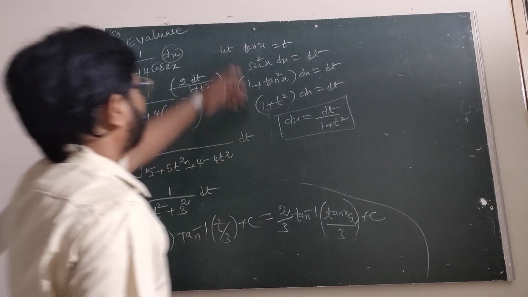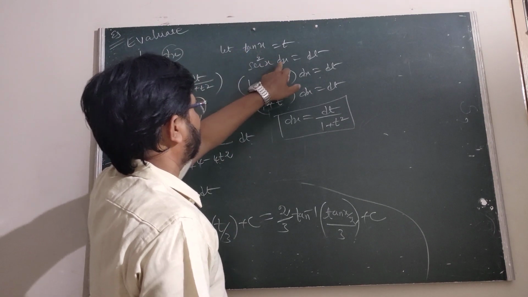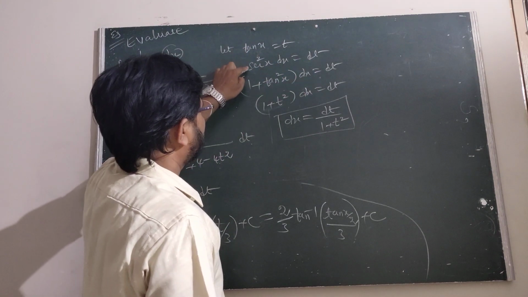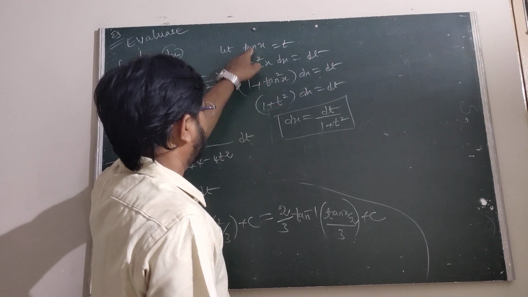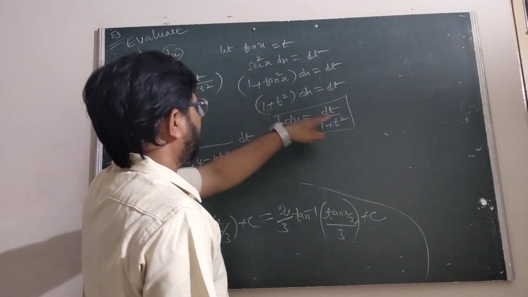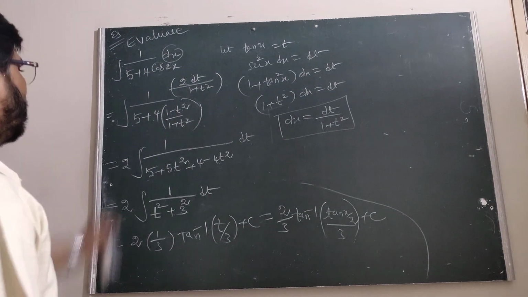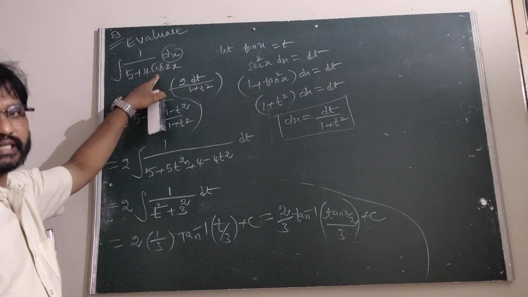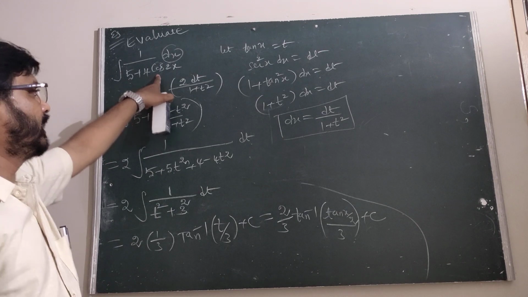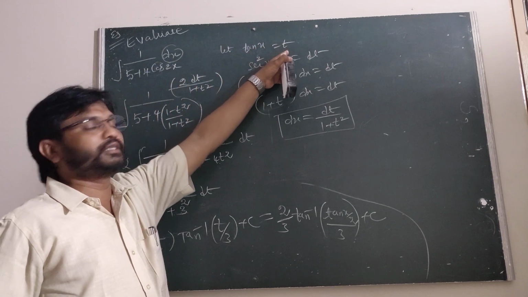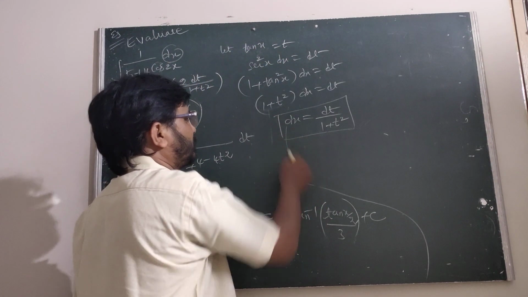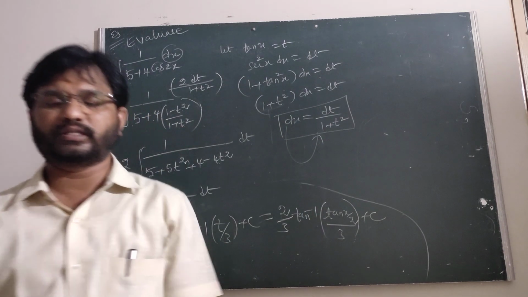Tan x equal to t, derivative of tan x is secant square x into dx equals dt. Secant square x is 1 plus tan square x, that is 1 plus t square. Dx equal to dt by 1 plus t square. We are thinking here cos 2x is there but not cos x. When cos x is there, directly we can take tan x by 2 is the t. But then we are getting dx equal to 2 dt by 1 plus t square.